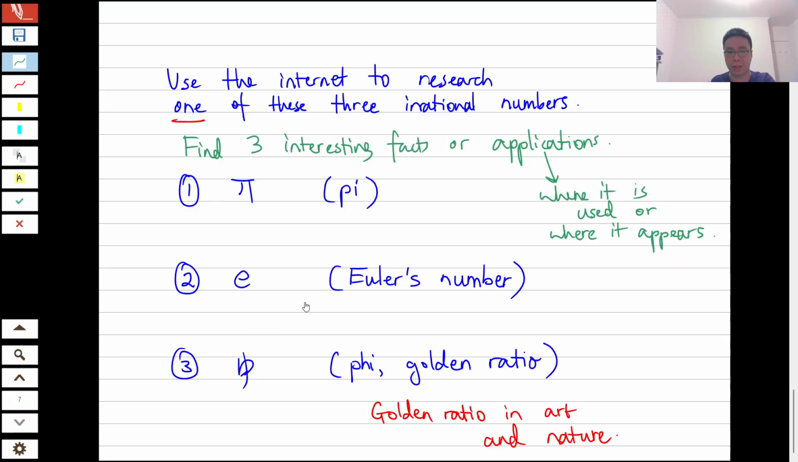If you're heading towards banking or finance, maybe have a quick look at the number E. This is probably the most difficult one. So if you find this one a bit hard, maybe try pi or phi, but I'm just putting it out there.